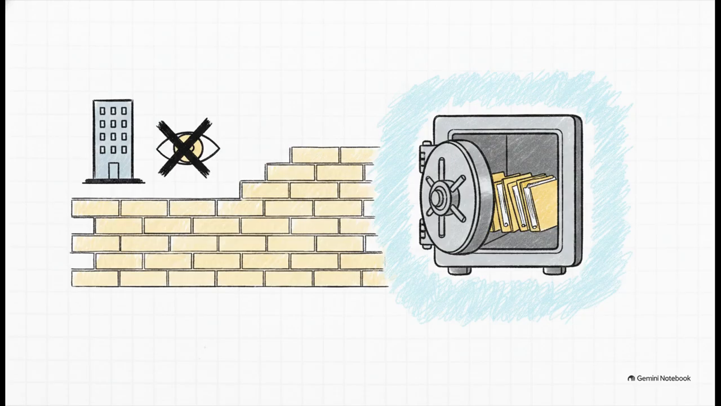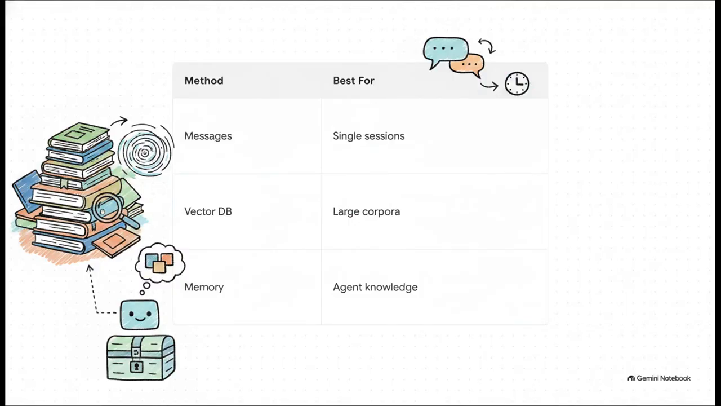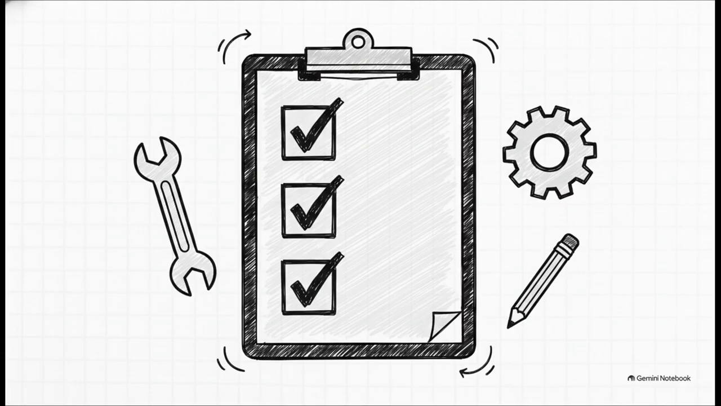Now, you might be wondering, when do I use this versus my other context methods? It breaks down pretty simply. For short, single-session chats, standard message arrays are perfectly fine. If you are searching massive, gigabyte-sized external document corpora, a vector database with RAG is absolutely still your best bet. But you're going to use this memory tool specifically for structured, persistent knowledge that Claude itself generates and manages over time. So this really is a complete paradigm shift from stateless to stateful AI.